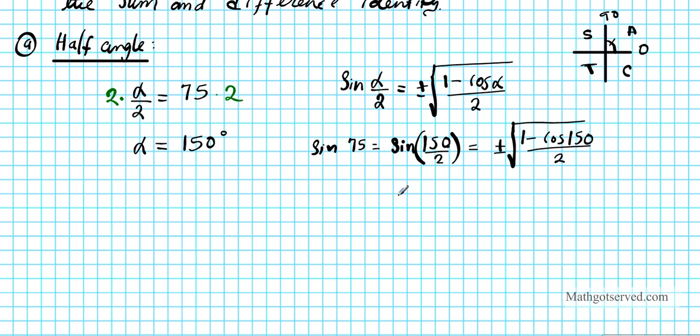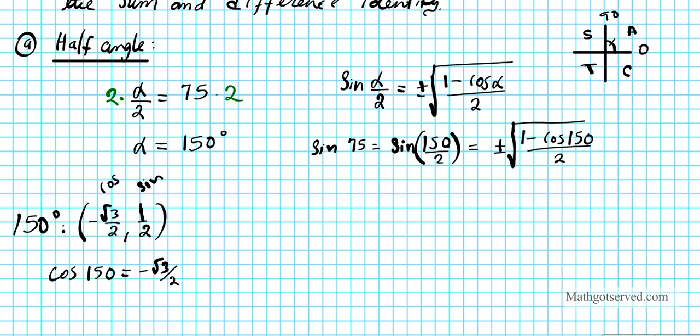So let's find out what cosine 150 is. Let's consider a unit circle. 150 degrees is a point with coordinates negative root 3 over 2 for the x and 1/2 for the y. We know that the x coordinate is your cosine and your y coordinate is your sine. So this tells me that cosine 150 equals negative root 3 over 2.